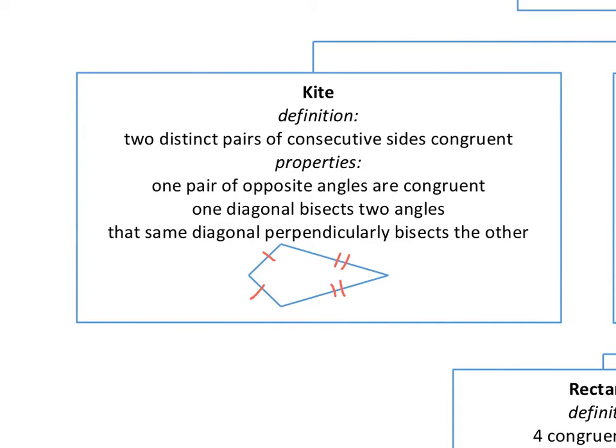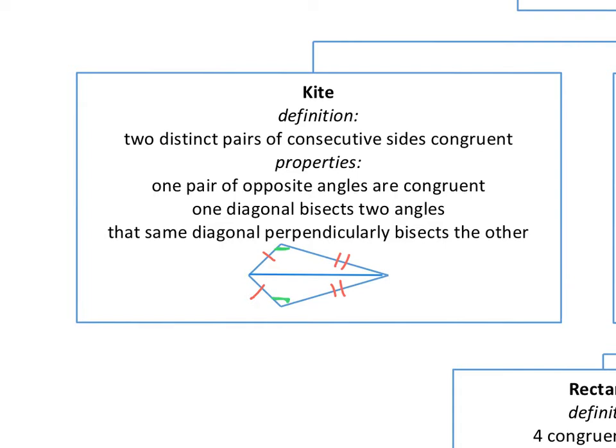And we can see why by adding to this picture a diagonal. So I'm going to construct a diagonal across this kite. And we've broken the kite now into two triangles. And these two triangles are congruent to each other by SSS. And as a result of that being true, then we can mark this angle up here as being congruent to that angle down there by CPCTC. So one pair of opposite angles are congruent.